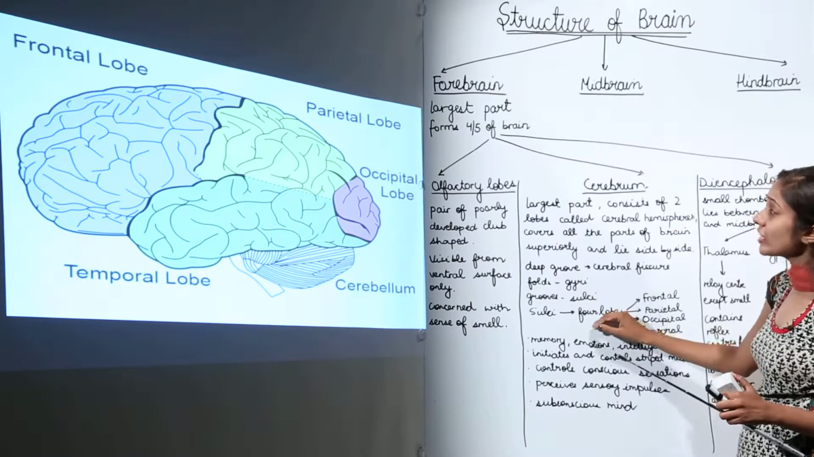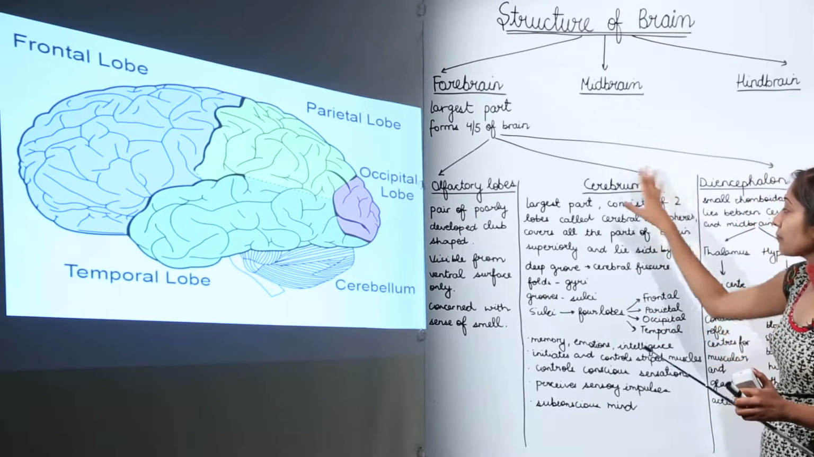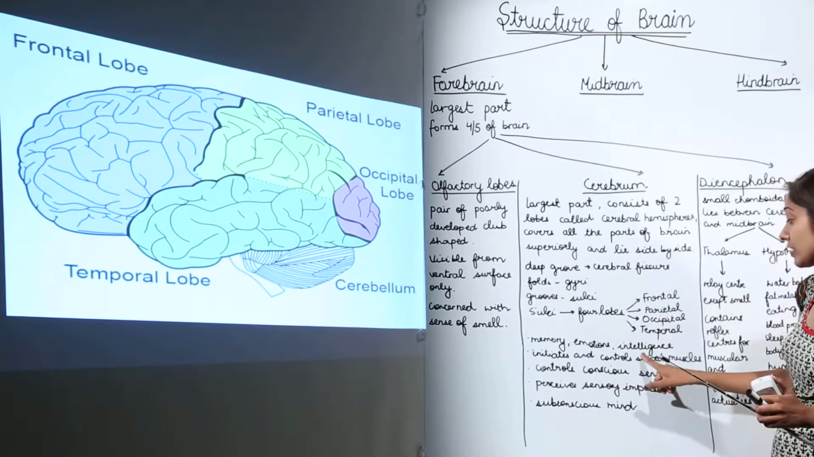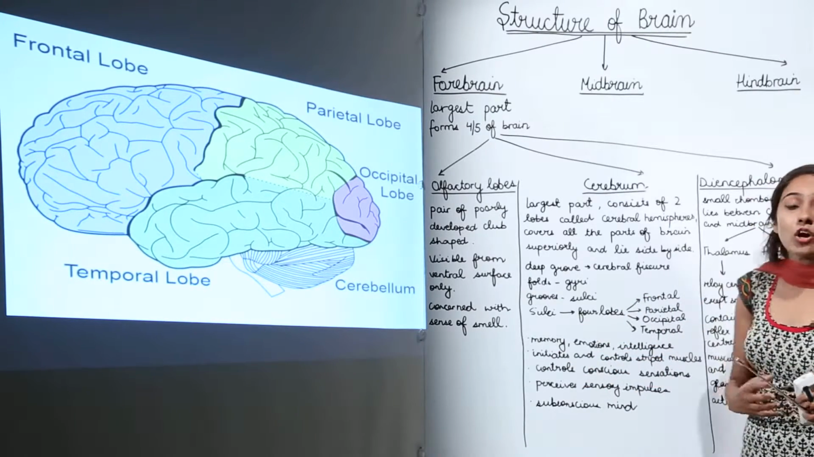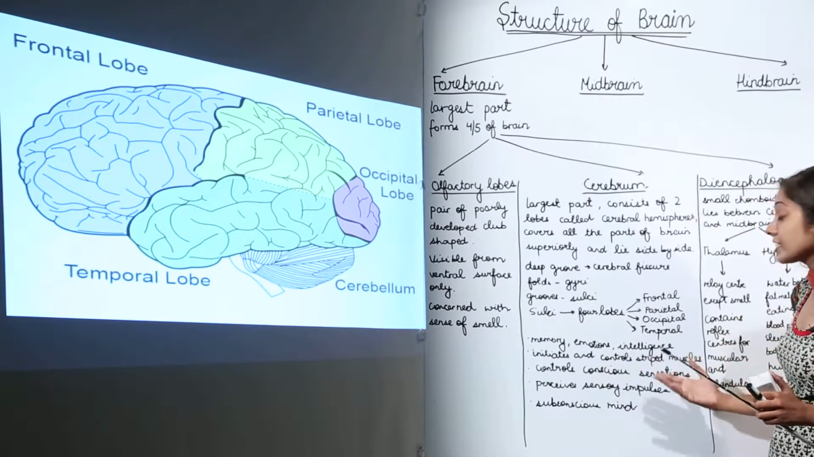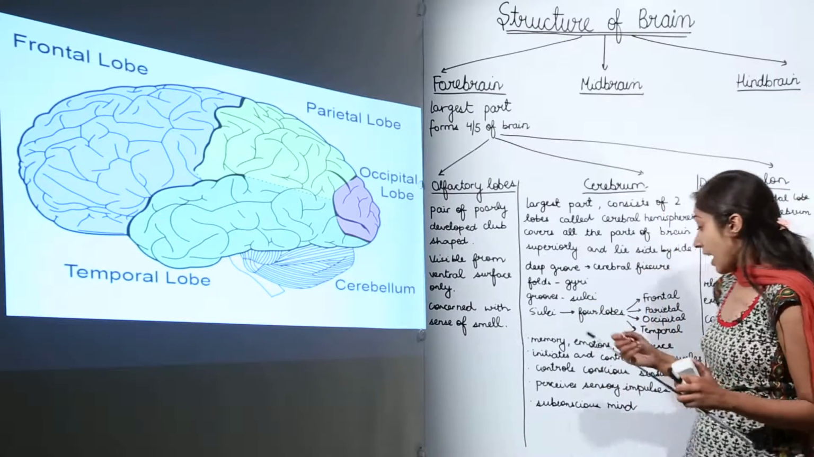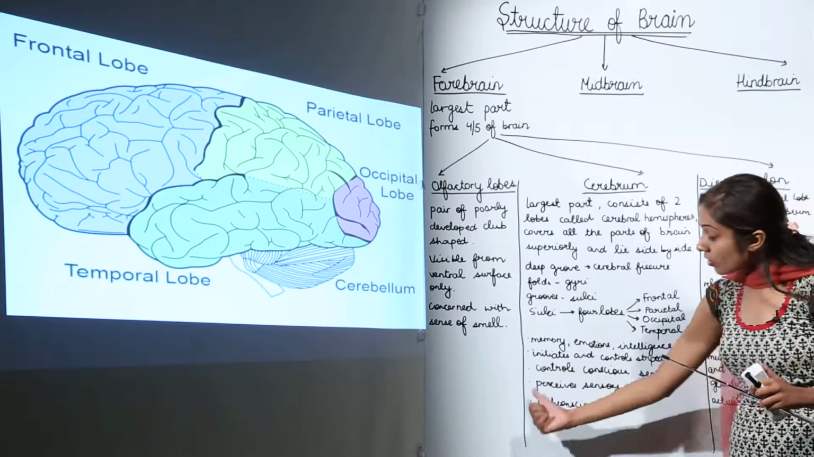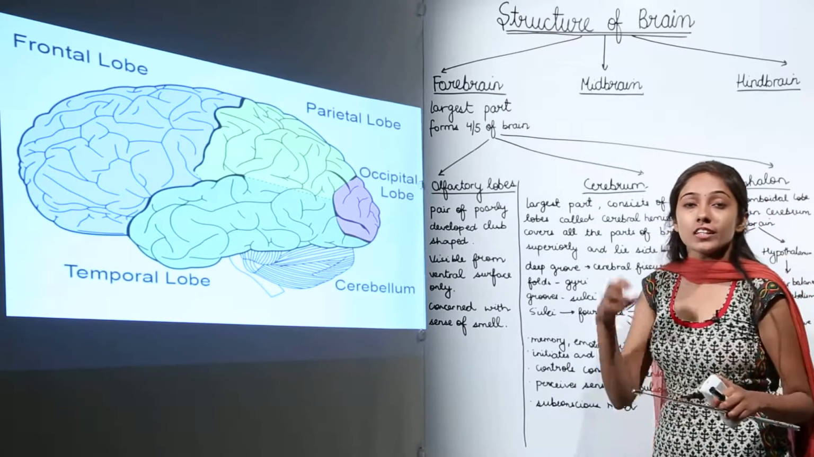Now, what are the functions of this cerebrum? Cerebrum is concerned with your memory, your emotions, your intelligence, right. It initiates and controls the movement of the striped muscles also. It controls conscious sensations such as taste, smell, sight and hearing, and it perceives sensory impulses also.